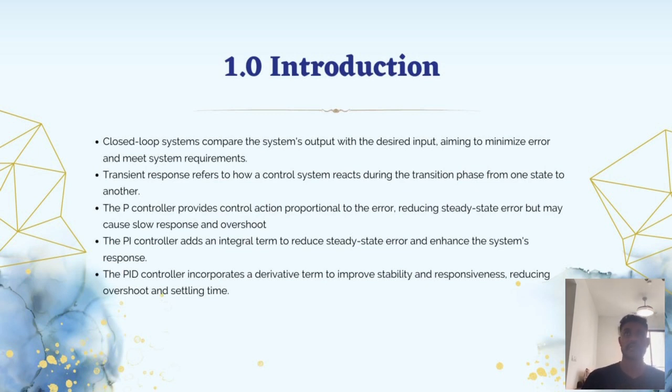So the P controller provides a control action proportional to the error, reducing steady state error, but with slow response and overshoot. The PI controller adds an integral term to reduce steady state error and enhance the system's response, which is more advanced than P. Then the PID controller incorporates a derivative term to improve the stability, stiffness and responsiveness and reduce the overshoot and settling time, which gives a perfect transient response compared to the other controllers.